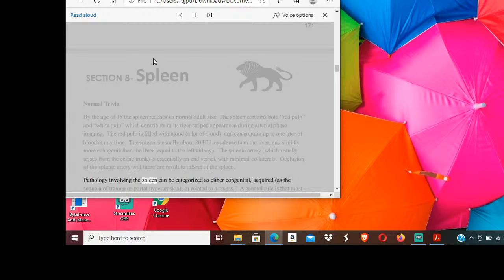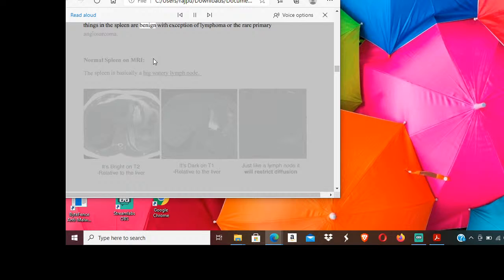Pathology involving the spleen can be categorized as either congenital, acquired, as the sequela of trauma, or portal hypertension, or related to a mass. A general rule is that most things in the spleen are benign with the exception of lymphoma, or the rare primary angiosarcoma.